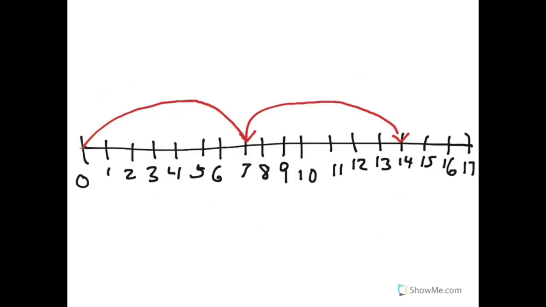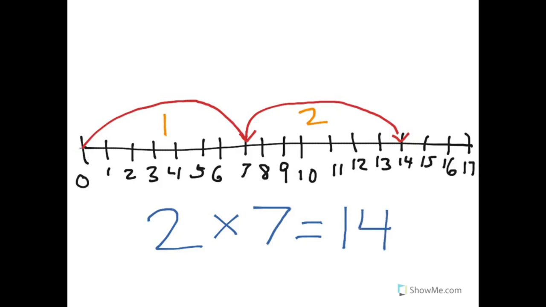Let's try another one. Okay, this time, remember, we're going to count the groups. So we have 1, 2. So our first factor is 2, and we're going to count how many pieces are in each group. 1, 2, 3, 4, 5, 6, 7. We stop there. Okay, so 7 in the first group. 1, 2, 3, 4, 5, 6, 7. 7 in the second group, so we're going to put a 7 as our second factor. And we ended on the 14, so 2 times 7 is 14.